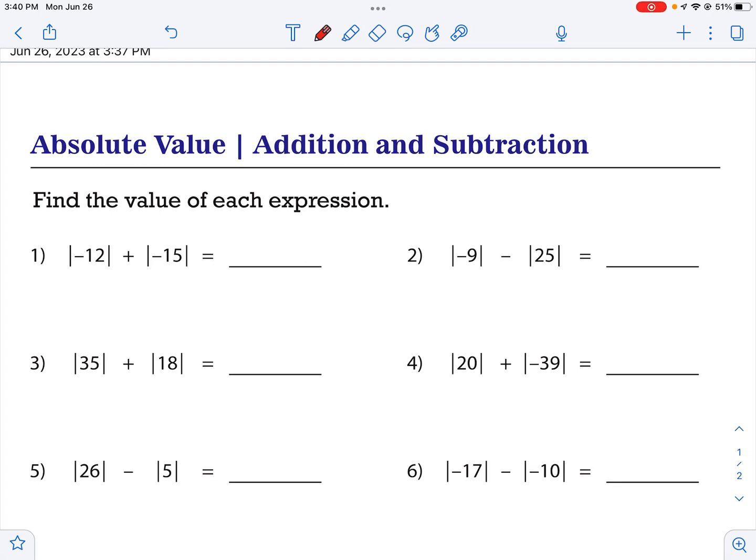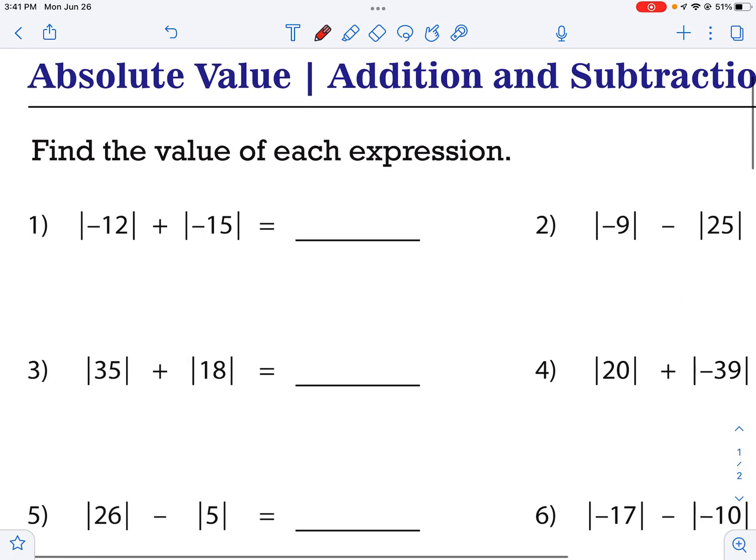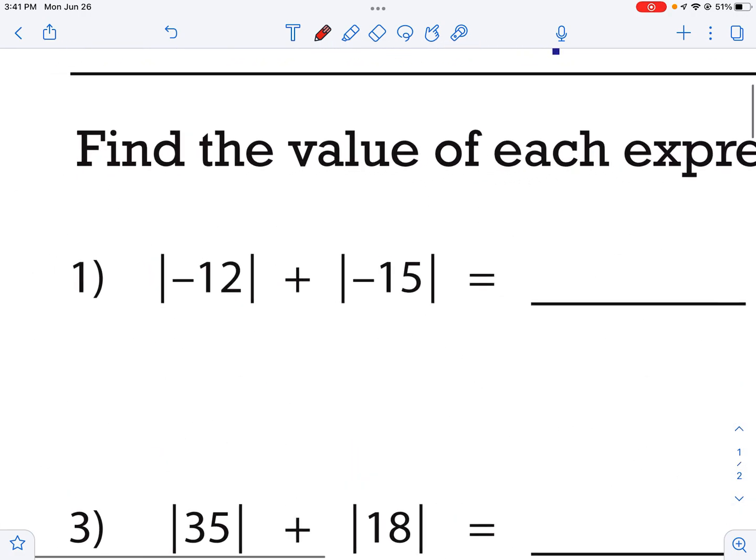These are directions on how to do your absolute value addition and subtraction. You should have a sheet that looks like this with 16 questions. Okay, so let's start on an example.